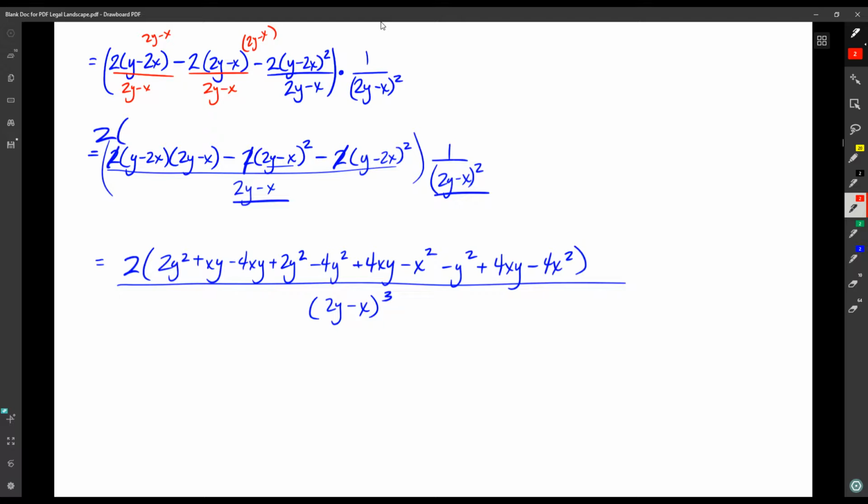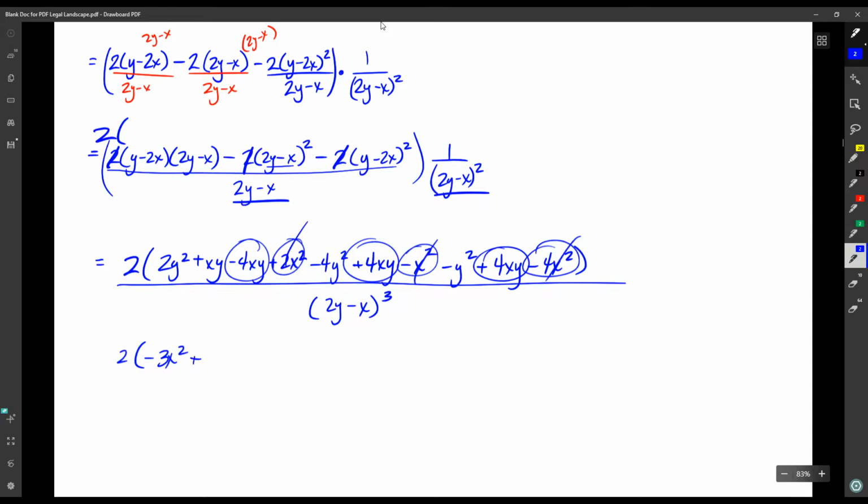Let's start with the x squareds. So let's see, I should have an x squared term. Oh yeah, this is supposed to be x. Oops. That's supposed to be x. Right there. So we have a 2x squared, a minus 1x squared, and a minus 4x squared. So 2 minus 1 is 1. 1 minus 4 is negative 3x squared. Let's get rid of those. Let's go to the xy terms. There's minus 4 plus 4 plus 4. So that's 4xy.